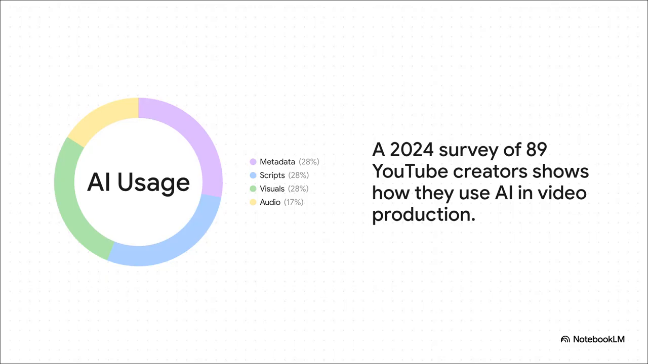This chart here breaks down what parts of the process YouTubers are actually using AI for. And you can see it's pretty clear. More than 3/4 of them are using AI for metadata, for scripts, and for visuals. It's become a standard part of the creator toolkit. But then, look at audio. It's the big outlier. Less than half of creators are using it.